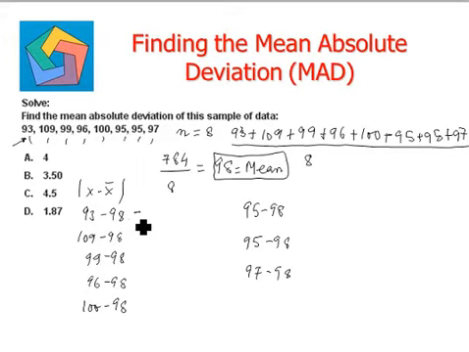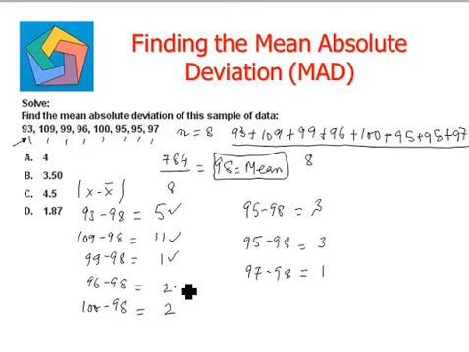So 93 minus 98 is negative 5. When absoluted, it gives 5. Like this we'll calculate all of these. This is 11, this is 1, this is 2, this is again 2, this is 3, this is 3, and this is 1. Now we'll find the total of all these deviations. When we add up all these, we get 28.